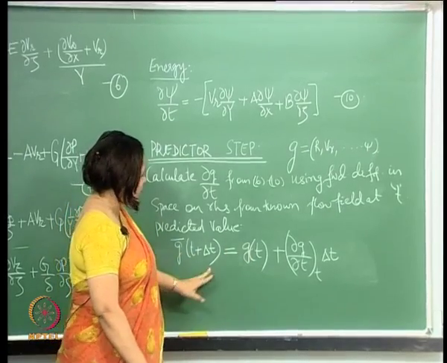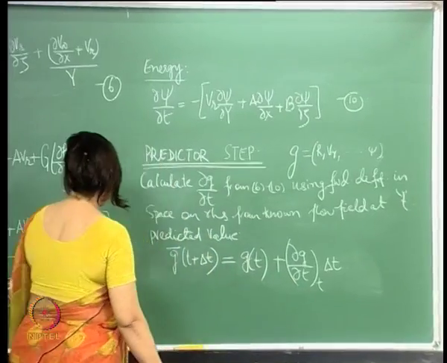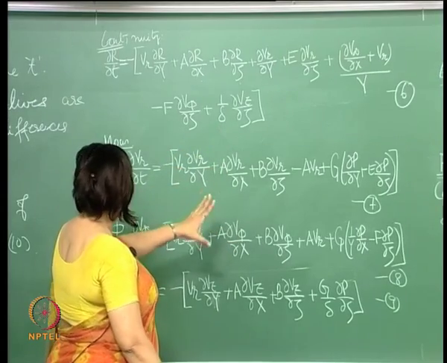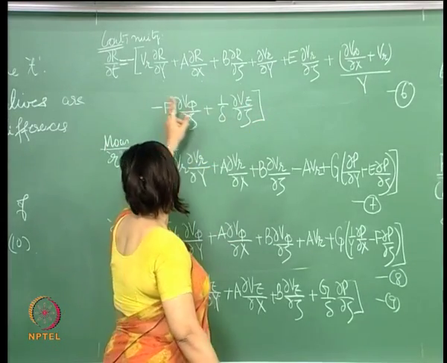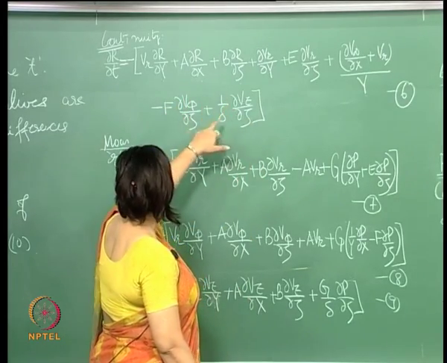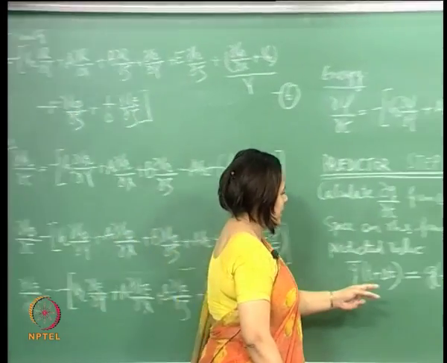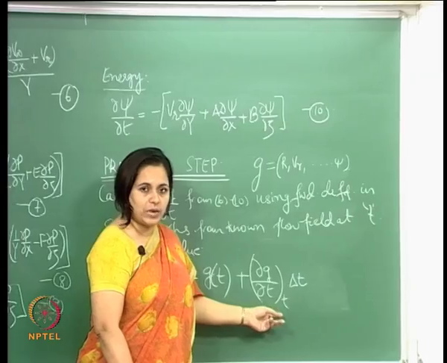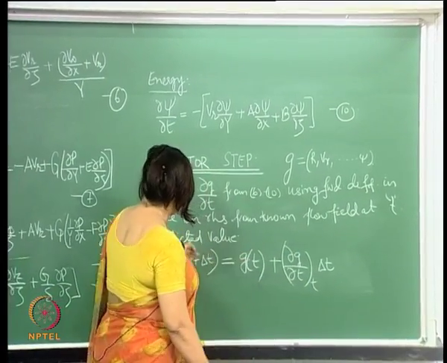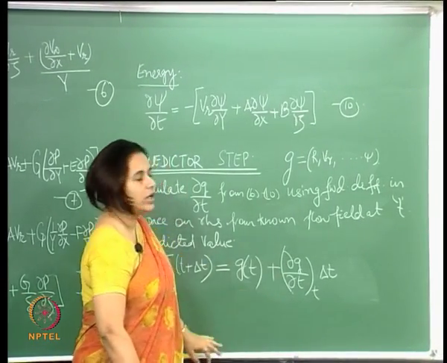What we are doing here is that first we need to calculate del g del t, which is given by 6 to 10, these equations, in which on the right hand side we have the derivatives of the flow properties in space. So, we use forward differences on the right hand side and calculate the derivatives at time t from the known values. Then we predict the value at the advanced time, which is t plus delta t.